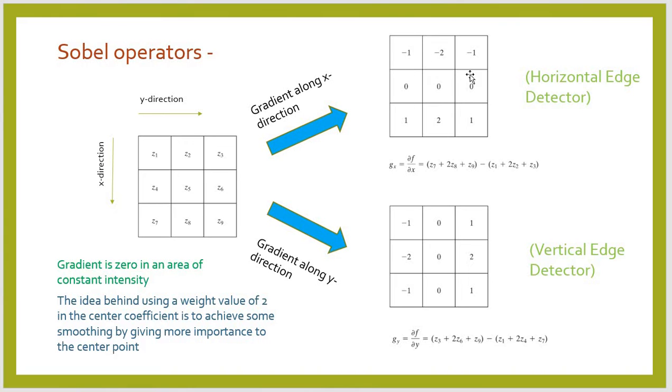Here the sum of pixel values in the kernels is 0. So the gradient is 0 in an area of constant intensity, because the sum of kernel values is 0. The idea behind using a weight value 2 in the center coefficient is to achieve some smoothing by giving more importance to the center point. Then we have Prewitt operators also. There we have 1 here instead of 2, but Sobel operators are more used because these achieve some smoothing by having 2 here, by giving more importance to center pixels.